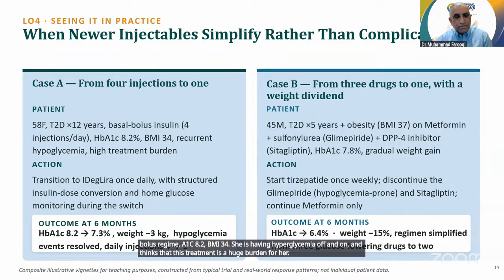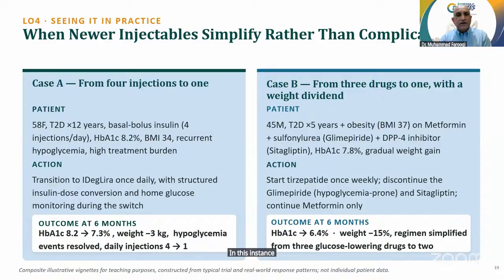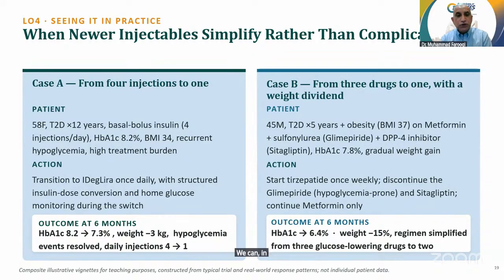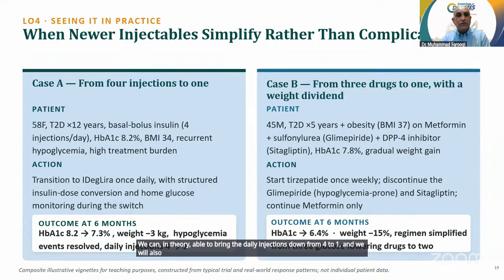In this instance, if we consider transitioning this patient to Ideglira once a day, and you then create the dosing for them in a proper manner based on their home glucose monitoring while they switch and they are monitoring, we can, in theory, bring the daily injections down from 4 to 1, and we will also have some associated weight loss, and the hemoglobin A1C would improve over the next 6 months.